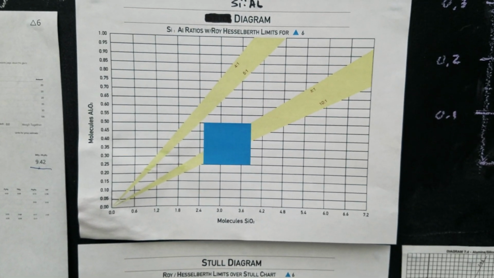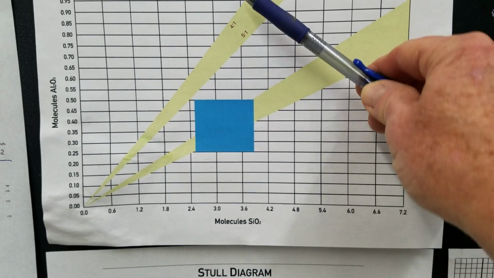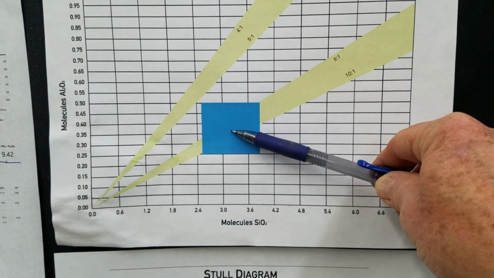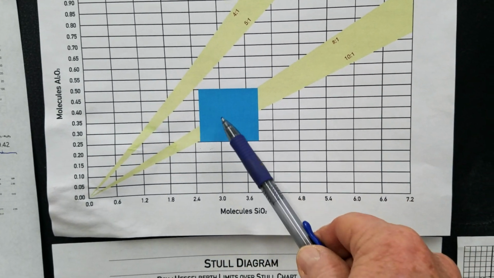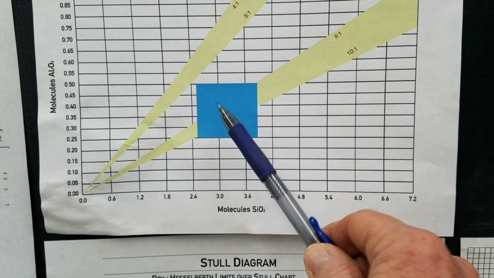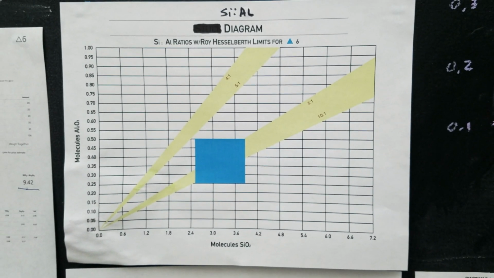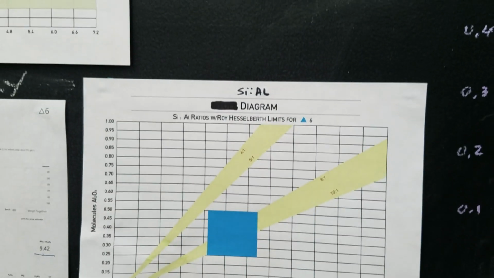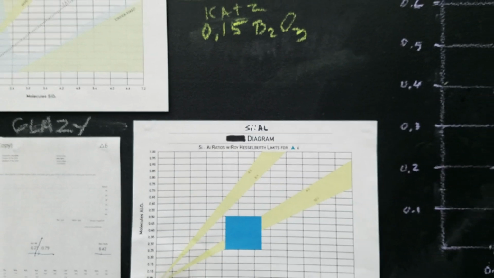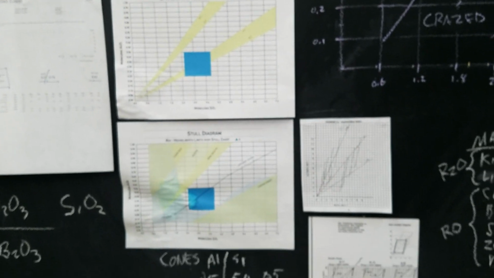So this was a way that we used to look at glazes, and we used this limit. This is Ron Roy and John Hesselberth's limit for cone 6 glazes. And if our glaze fit in here, we would think that it would be a pretty good functional glaze, or we would predict that it would be. Okay?